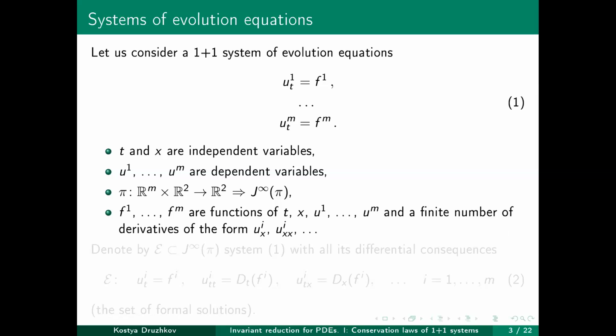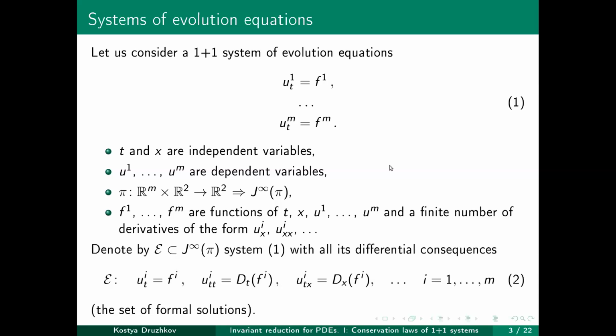We consider this system, roughly speaking, locally, but of course the generalization of these results to the case of global geometry is straightforward. So it's very clear what to do if we have nontrivial bundles, at least I hope. So we get the corresponding infinite jets. On the right-hand side, we have some functions of independent variables, dependent variables, and a finite number of derivatives with respect to x only. So it's just a system of evolution equations.